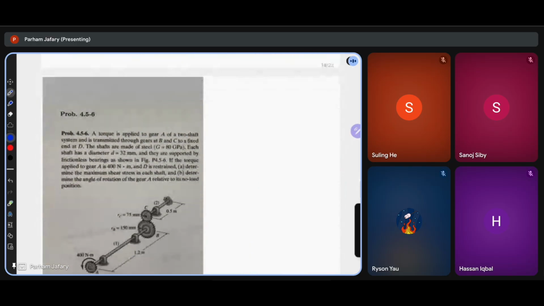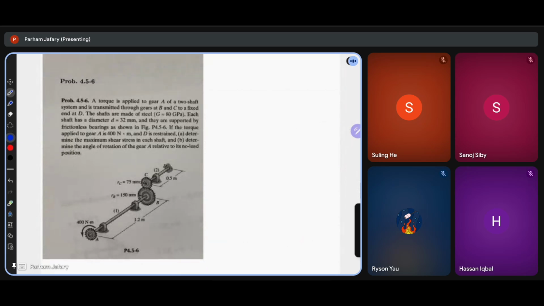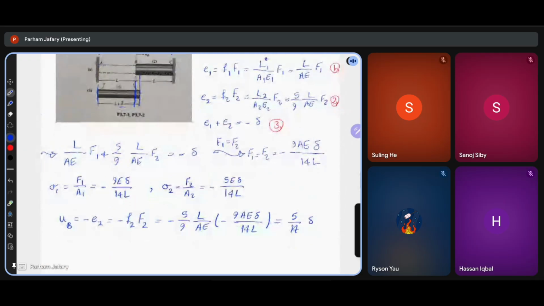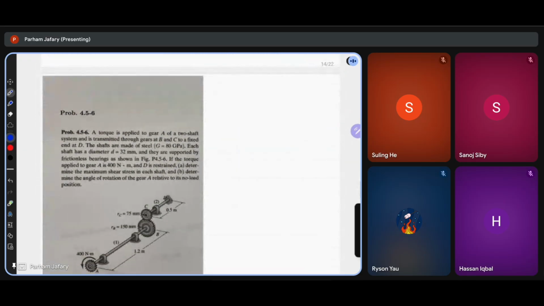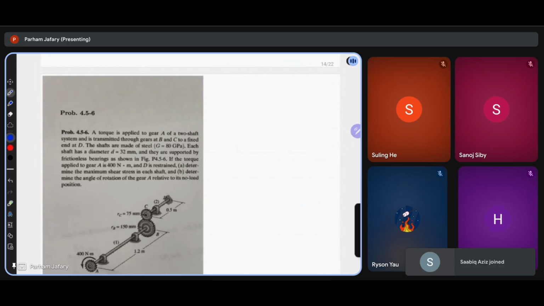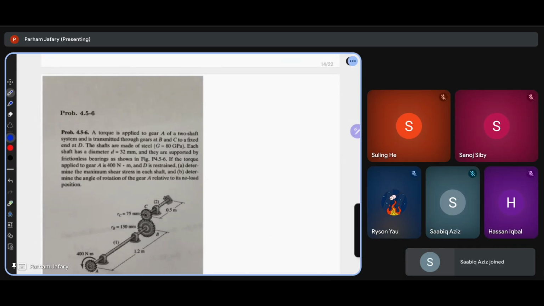Okay. Let's move to the next question. This one. So if you guys have just finished this chapter, do you guys even know the torsion? No? You haven't been taught? Oh, okay. Okay. I'll try.